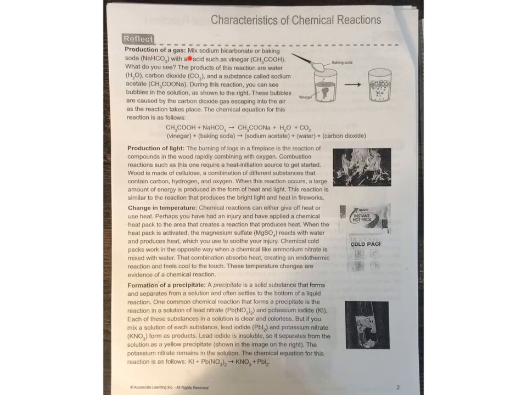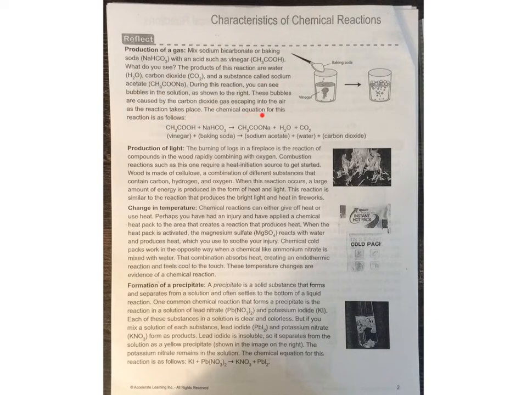So, production of gas. Mix sodium bicarbonate, or baking soda, with an acid such as vinegar. What do you see? The products of this reaction are water, carbon dioxide, and a substance called sodium acetate. During this reaction, you can see bubbles in the solution, as shown at the right. These bubbles are caused by the carbon dioxide gas escaping into the air as the reaction takes place.